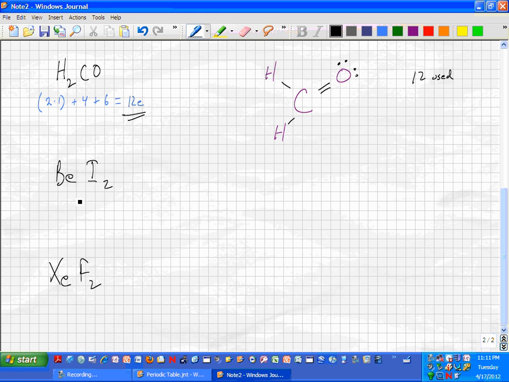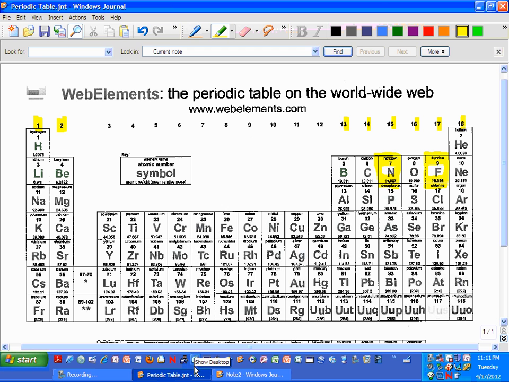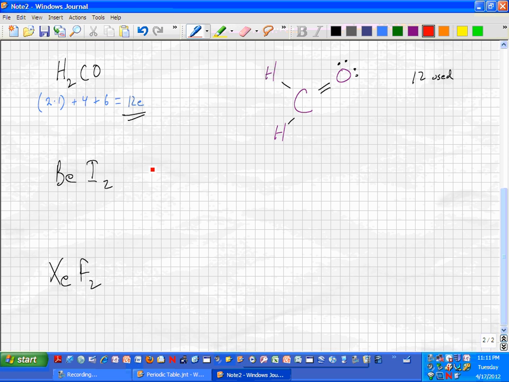Let's go ahead and take a look at another one here. We've got beryllium diiodide, and what we do is count up our valence electrons. I've got 1 beryllium, which is in group 2, I believe. Let's take a look here. Beryllium, yep, there it is, beryllium in group 2. So I got 2 electrons there, plus 2 times 7, which is going to give us 14 plus 2 is 16 valence electrons available.